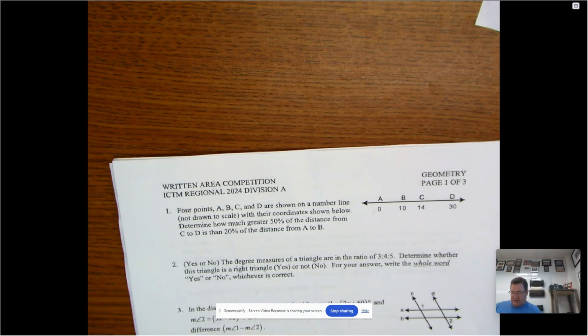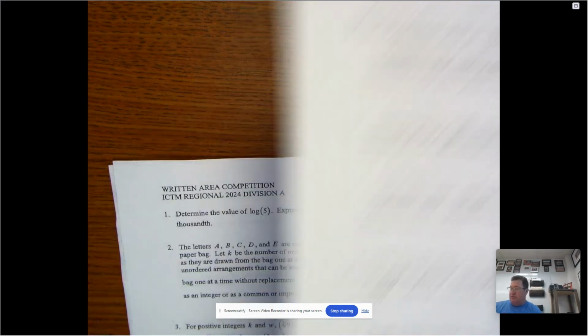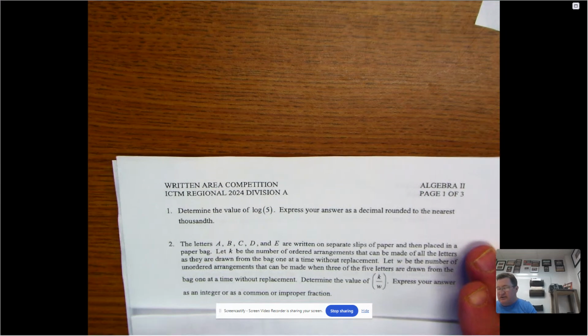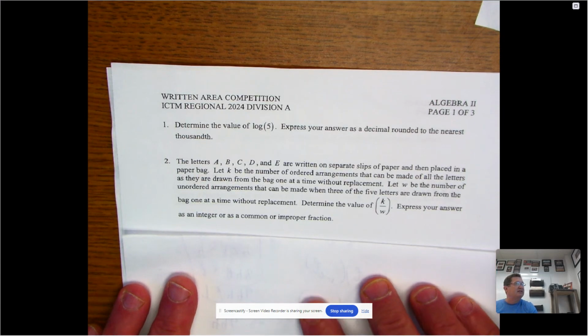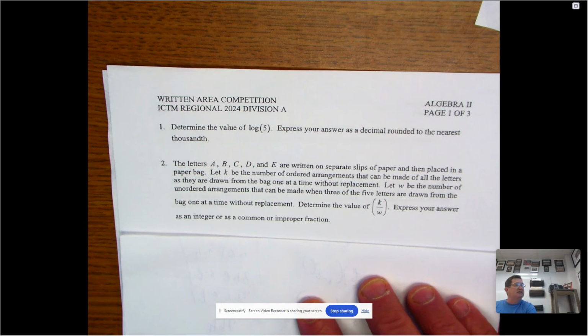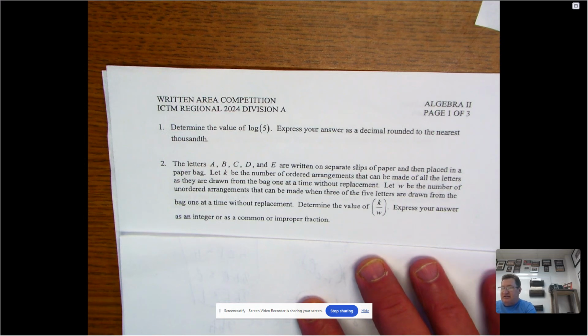As far as the Algebra 2 or the junior portion of this test, let's see what it says. It says the letters A, B, C, D, and E are written on different slips of paper and then placed in a paper bag. Let K be the number of ordered arrangements that can be made of all the letters as they are drawn from the bag one at a time without replacement. And let W be the number of unordered arrangements that can be made when 3 of the 5 letters are drawn from the bag one at a time without replacement.